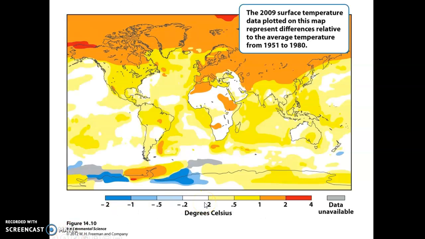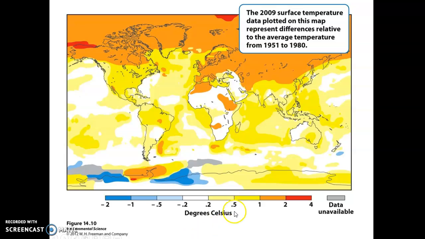Now, one of the tricky things about this is that the change in temperature is not consistent throughout. And if we look at this graph here, we have 2009 surface temperature data plotted on the map to represent differences relative to the average temperature from 1951 to 1980. And so the more orange and red, the warmer it is in degrees Celsius. And the more blue and yellow, the less severe the changes are.